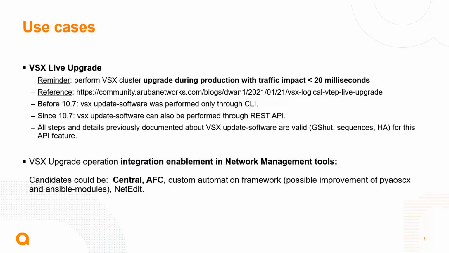Everything that has been documented before, through deep dives or regular documentation, is valid. All the graceful shutdown processes happening for protocols, the sequence orchestration, and the high availability that is the outcome of that VSX update are the same as through the CLI. The only difference is how you trigger the upgrade.